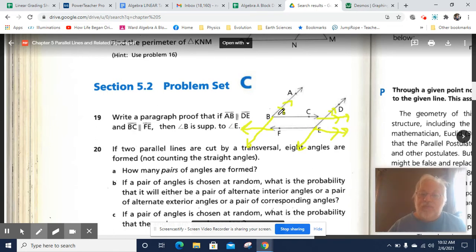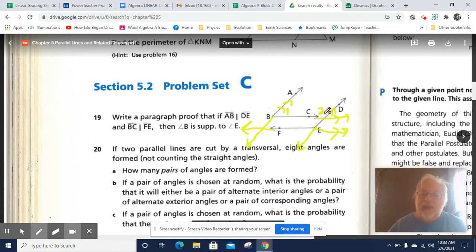So angle B and angle C, whatever this is, D, maybe I'll just call this one angle 2. Okay, and I'm going to rename angle B angle 1 so that it's really clear. So angle 1 is supplementary to angle 2 because angle 1 and angle 2 are same side interior angles.